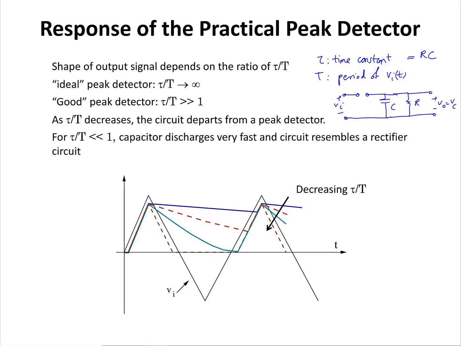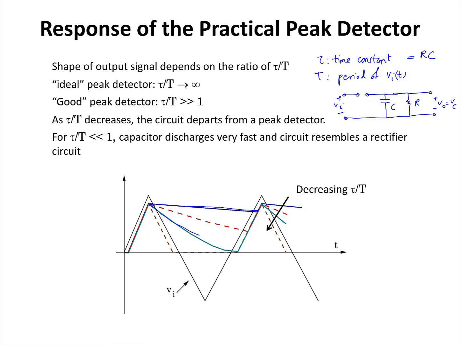In practical cases, there is always a resistive path for the capacitor to discharge when the diode is off. But in a good peak detector circuit, the ratio of time constant to the period of the input signal is much greater than 1, and if it is much greater than 1, then the capacitor cannot discharge a lot before the next peak of the input signal arrives. So the output almost maintains its shape. So when RC is much greater than the period of the input signal, the output is going to be almost equal to the peak value of Vi.